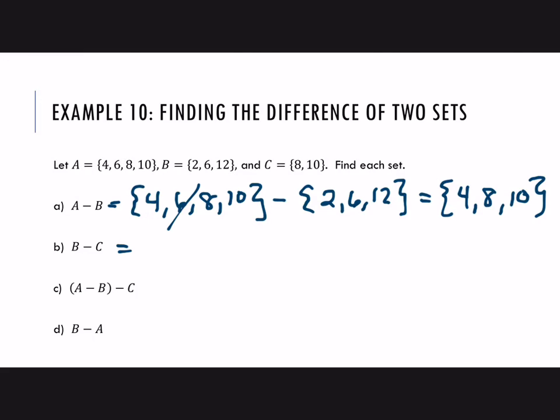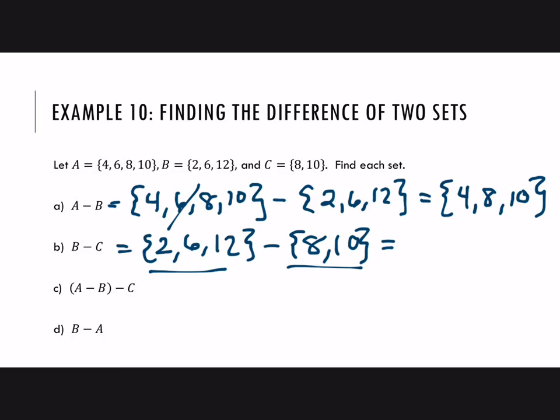Okay, B minus C. 2, 6, 12, and I want only the ones that are not a part of C, which is 8 and 10. Alright, well, all of them are not a part of C. Okay, 2, 6, and 12 are in B, but not in C, so it's kind of like saying there's nothing to cross out. I'd cross out 8 and 10 if they were in there, but they're not. So I get to keep all of them, 2, 6, and 12.